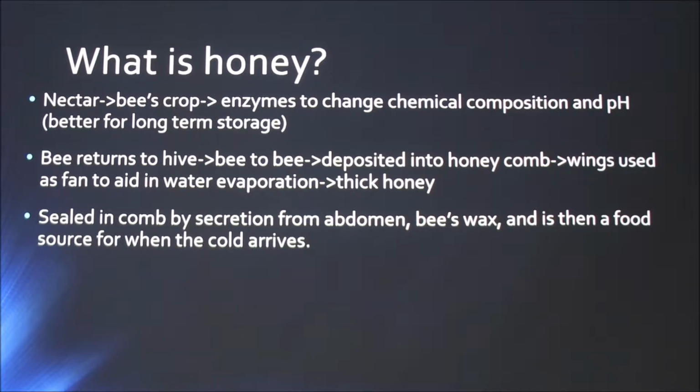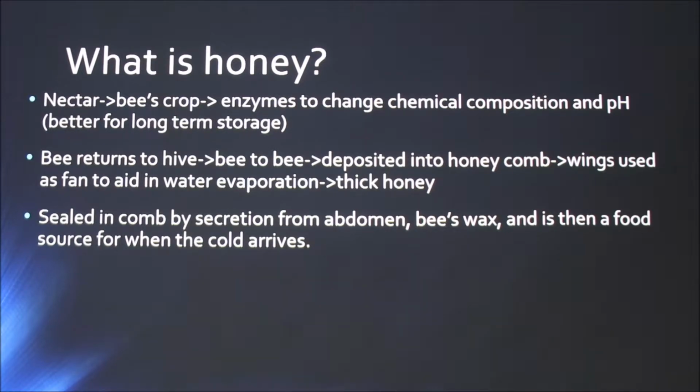And then it goes to what is called the bee's crop area, and at that point it'll interact with some enzymes that will change the chemical composition and the pH in order to help preserve it while it's away from the hive. As soon as it returns to the hive, it will go from bee to bee to bee until it gets to the honeycomb area, where it will be deposited into the comb.